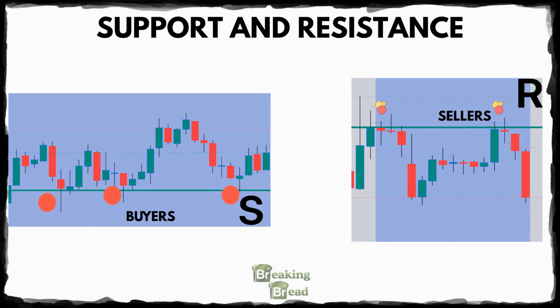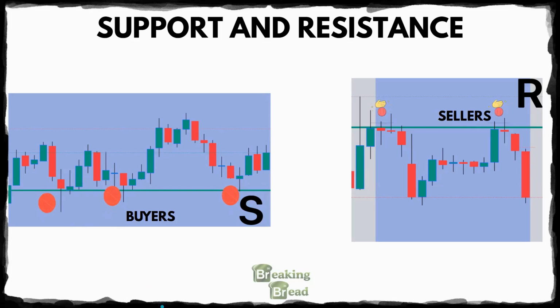So resistance is the top floor, your ceiling, your roof, and that's where your sellers are sitting and telling you that price is too high. We need to go back down then. Your support, your floor, that's your buyers. That's where buyers are saying, all right, we like this price right here. We're going to buy it up. And we're bouncing back up off this level of support.